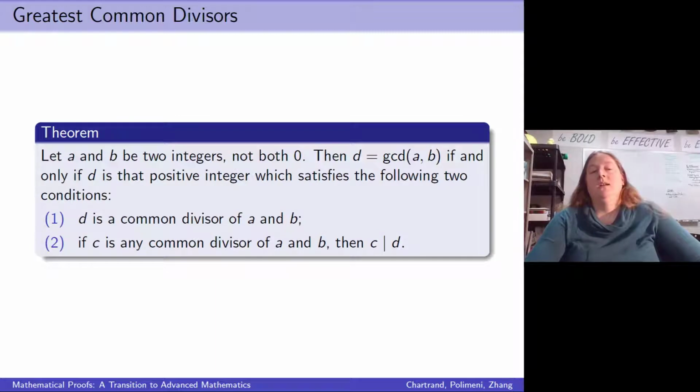Now here's another theorem for us to think about. All right, we're going to do this one. We won't prove it, but we'll just state it, put it out there. All right, so we have a and b are two integers. They're not both 0. Then we've got d is the greatest common divisor of a and b if and only if d is that positive integer which satisfies the following two conditions. Number 1, d is a common divisor of a and b. And 2, if c is any common divisor of a and b, then c divides d.